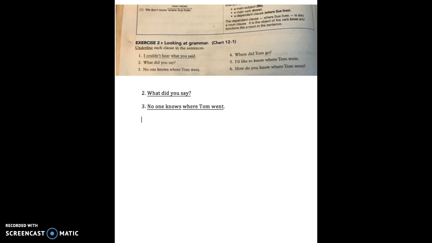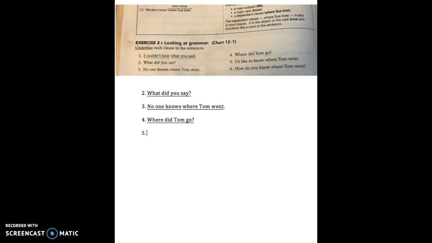All right, number 4. Where did Tom go? Did you underline one time? That would be correct. That's just a simple, regular old question. One clause.